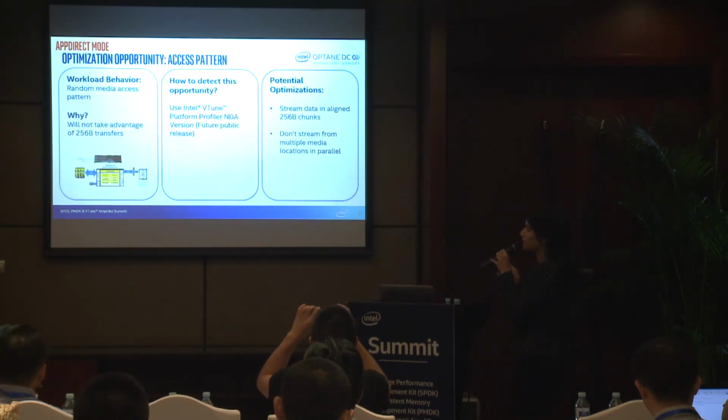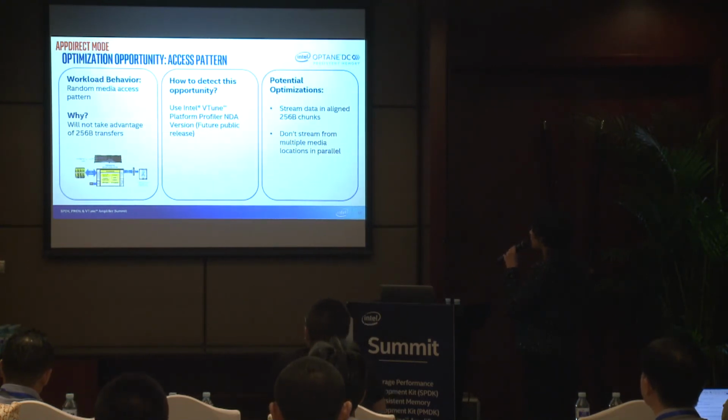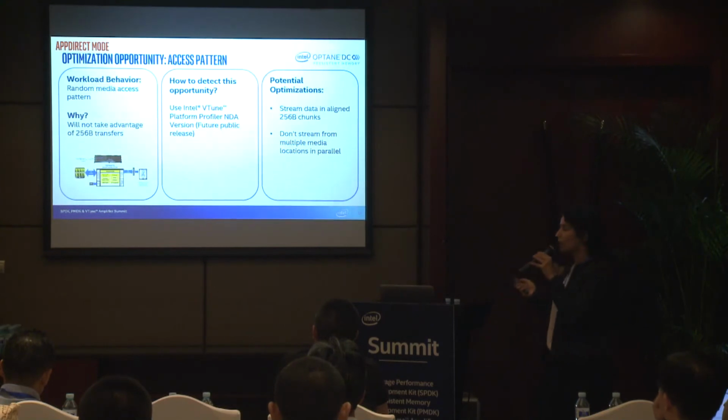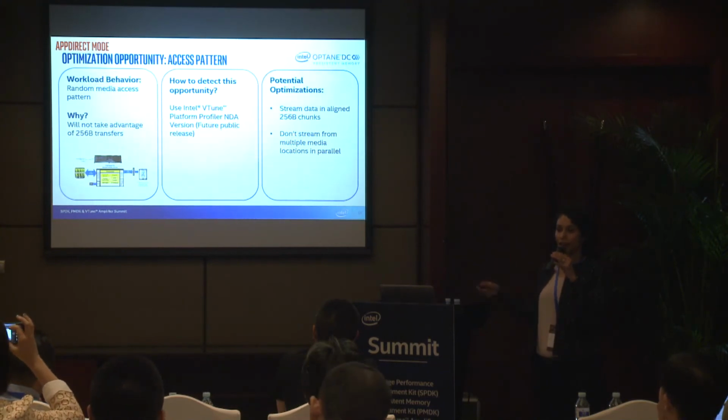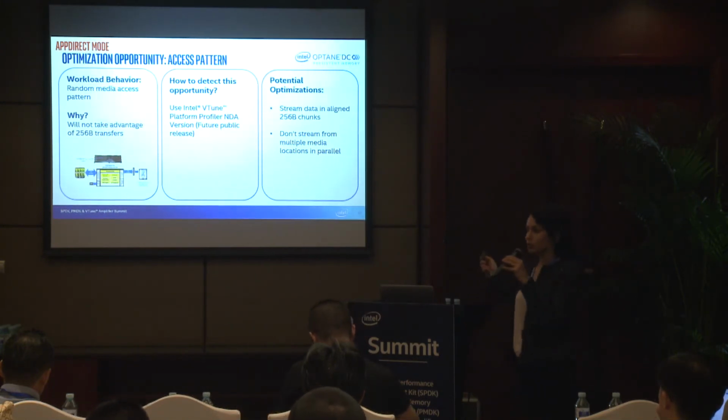Okay, the next one, access pattern. We've spoken about this a lot. If you want to identify whether your workload behavior has random media access or not, the Intel VTune Platform Profiler has this already. It's already available in the public release. So you can download VTune Platform Profiler, and there is a way for you to identify if you've got read hits or write hits to that buffer. That will tell you in turn if you are doing random accesses versus sequential accesses. So you can look into that.